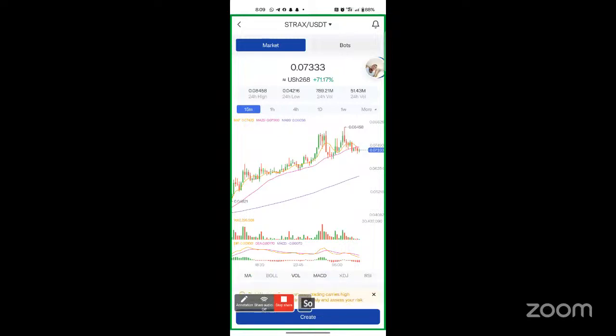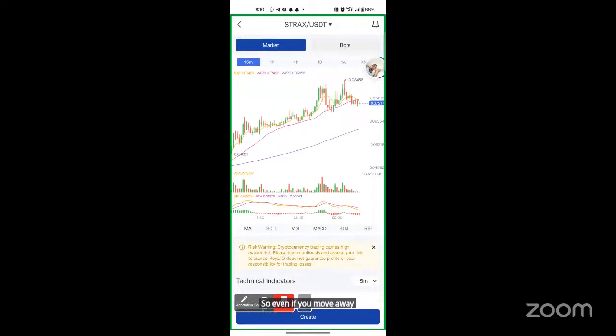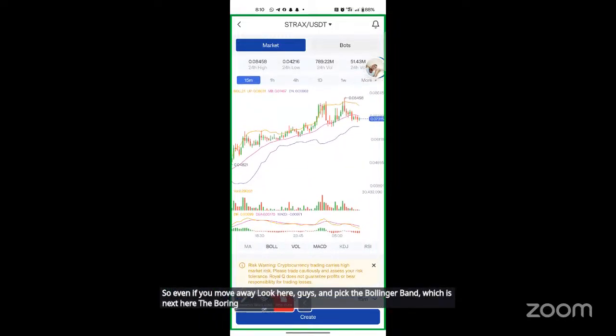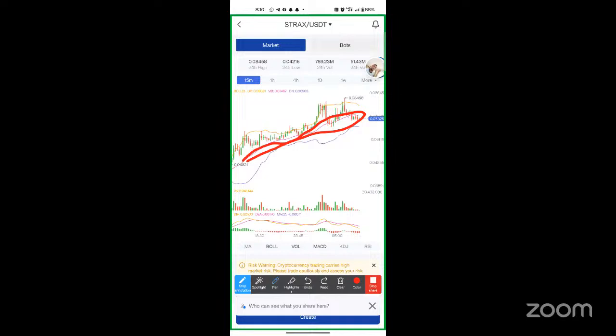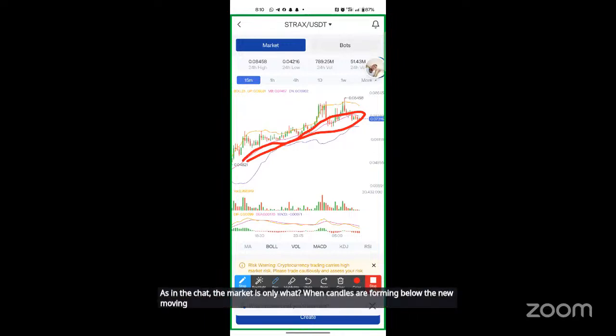So, even if you move away, look here, guys, and pick the Bollinger Band, which is next here. The middle line here is usually a 21 moving average. And we said when candles are forming below the moving average, the market is on a what? Answers in the chat. When candles are forming below the moving average, because this is a 21 moving average.